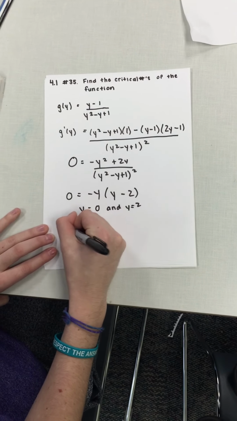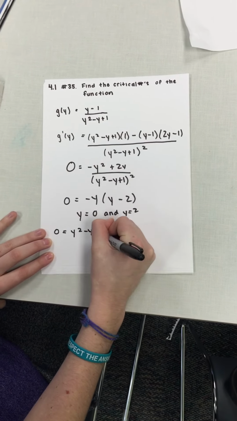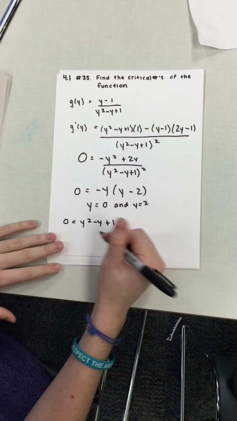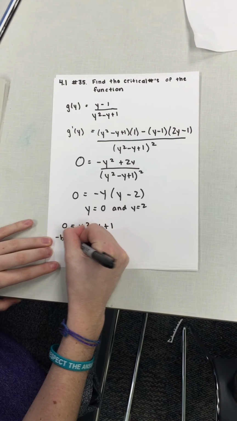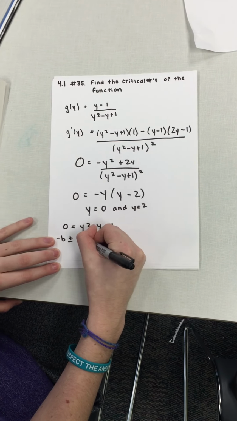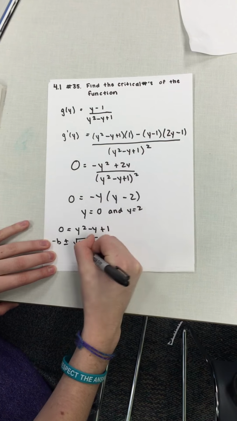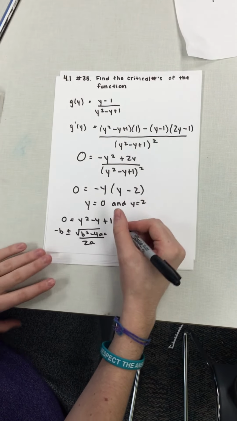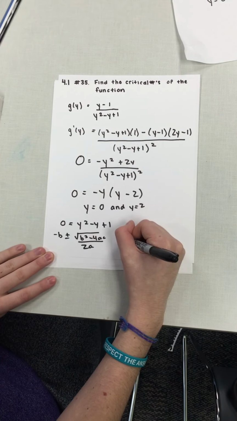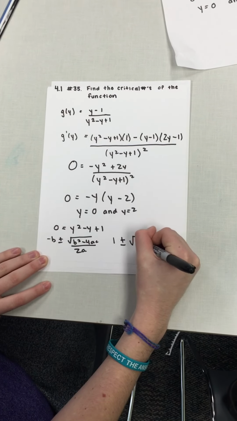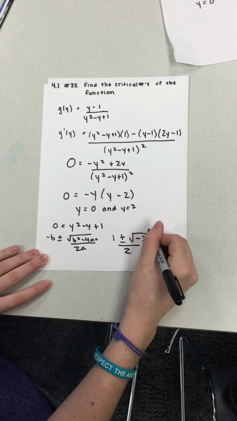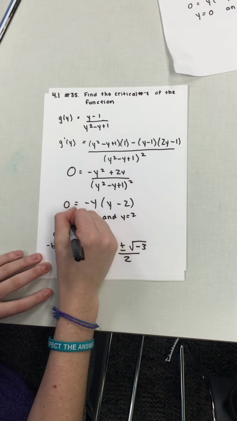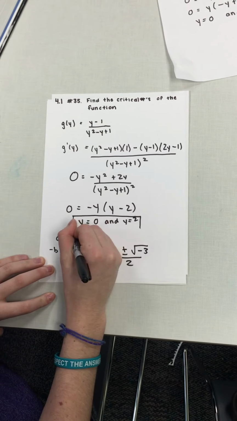So we're going to set that to 0. But because we can't factor this, we're going to have to use the quadratic formula. So we have negative b plus or minus the square root of b squared minus 4ac all over 2a. We're going to plug in our numbers, and we're going to be left with 1 plus or minus the square root of negative 3 all over 2. We can't take the square root of a negative, so we know that our only critical numbers for this question are y equals 0 and y equals 2.